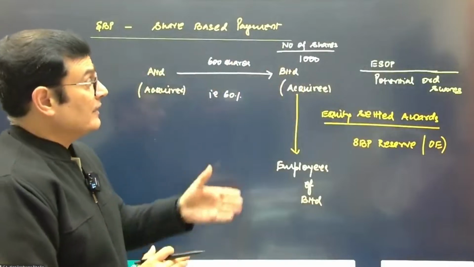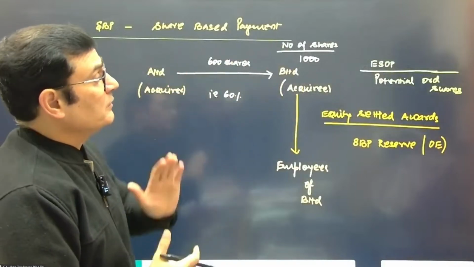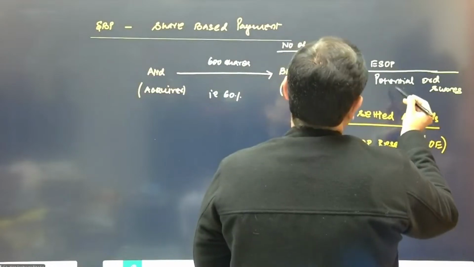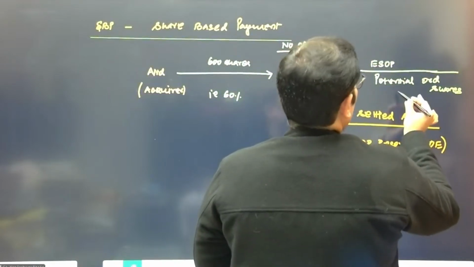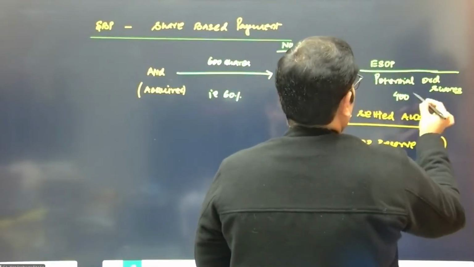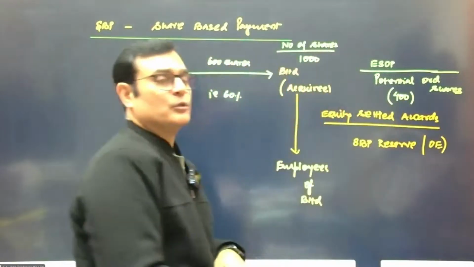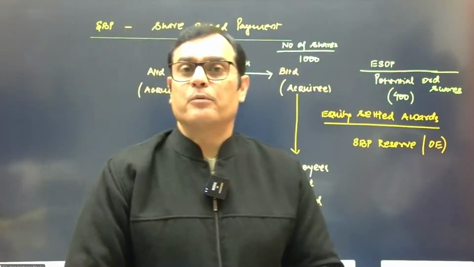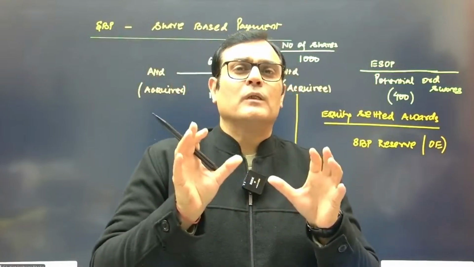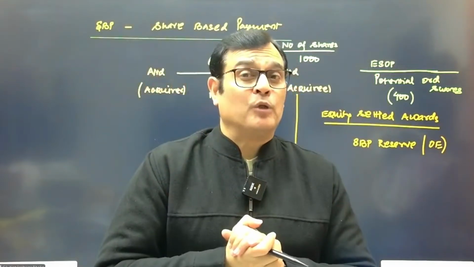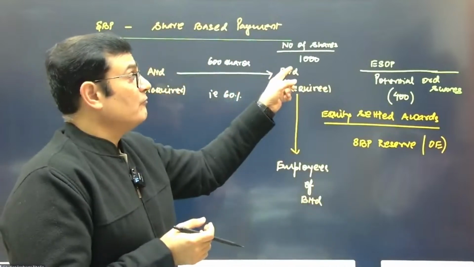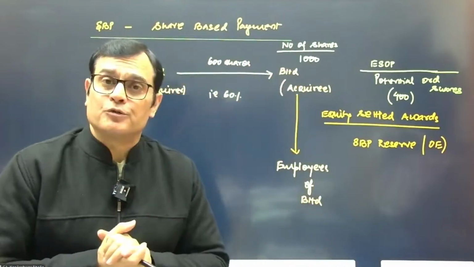So let's say B Limited promised the employees a total of 400 shares. Now there is a big problem. The big problem is that when B issues 400 shares to the employees on ESOP conversion, his share capital will become 1400 instead of 1000.